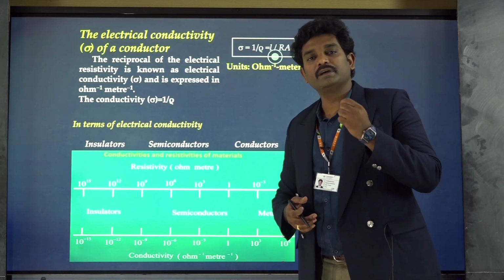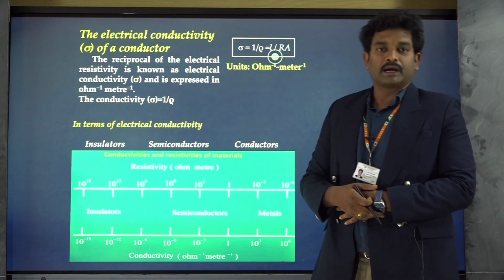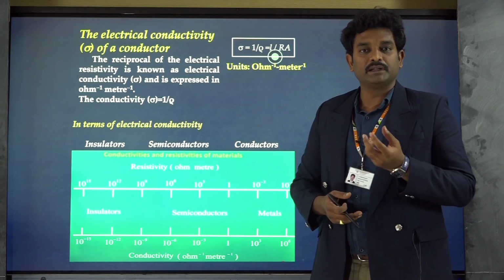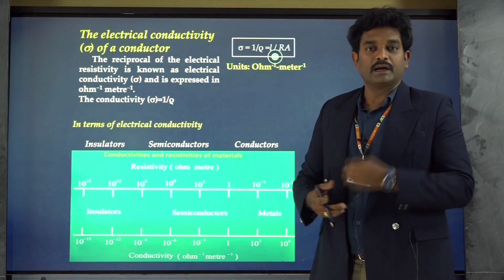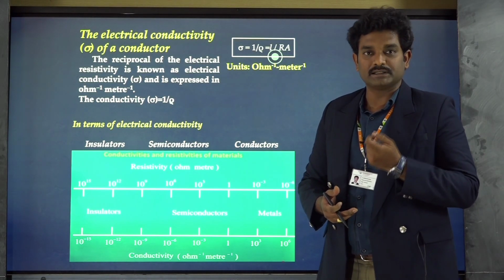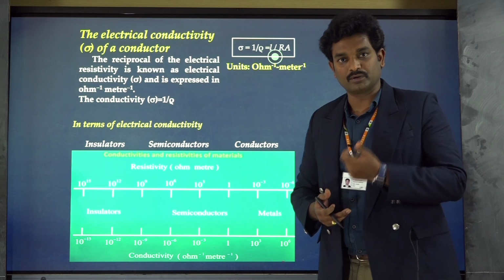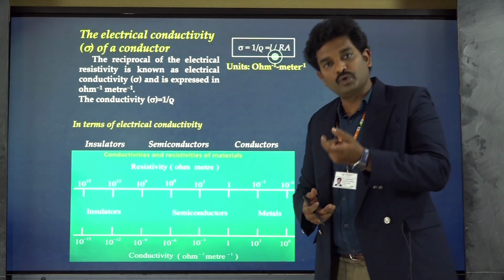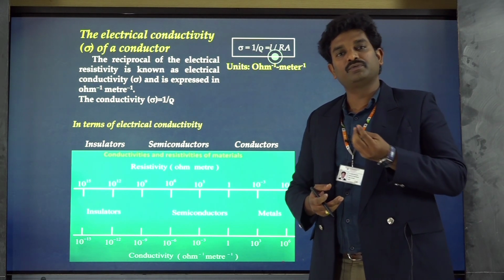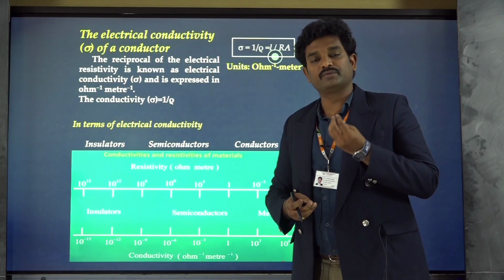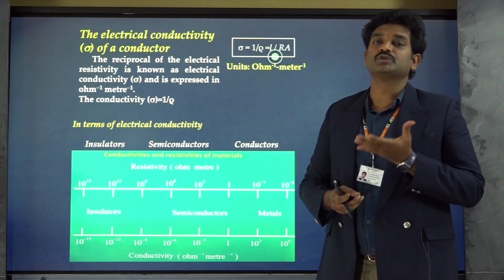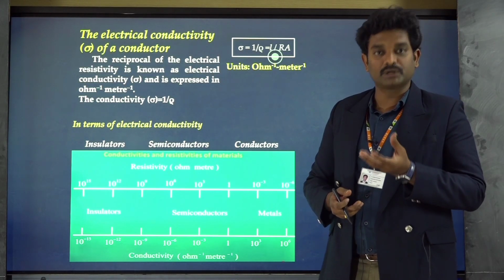Now, conductivity: where has this conductivity come from? Conductivity means how well the material conducts electricity. Conducting what? Electricity. Electricity means the flow of electrons. The electrons have to flow in the material. If the flow of electrons is very good in the material, then those materials are called very good conductors.